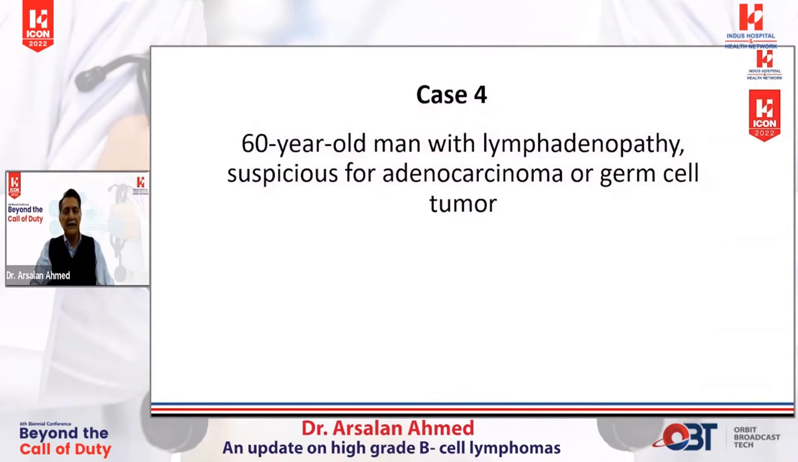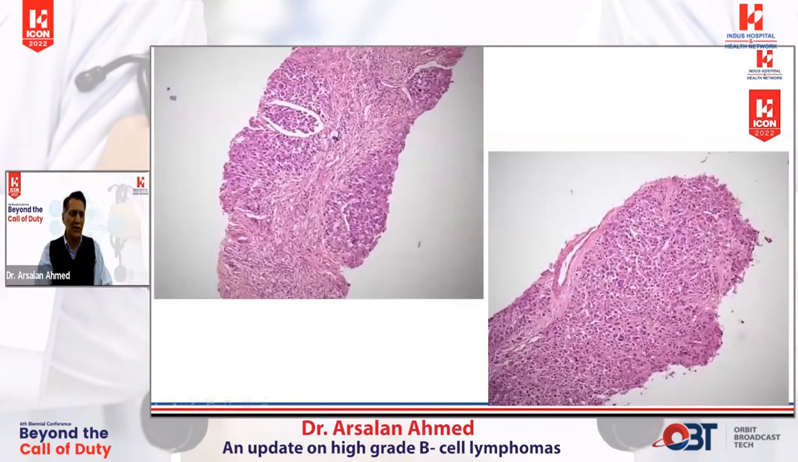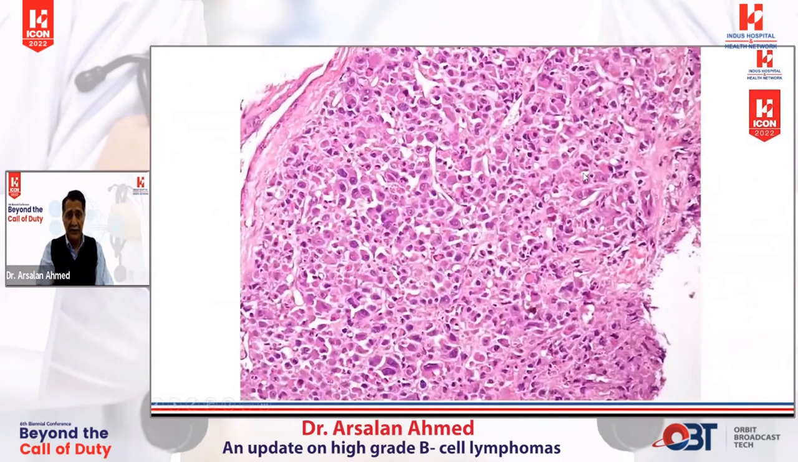So this was a 60-year-old man with lymphadenopathy, suspicious for adenocarcinoma or germ cell tumor. This was a core biopsy, which looked very aggressive. I could not make it out. It looked like it could have been in aggregates, could look like an epithelial tumor, could also look like a melanoma. So this was very aggressive looking. When I looked at it, lymphoma was on my list, but it could have been a carcinoma or melanoma, anything which was pretty aggressive looking.